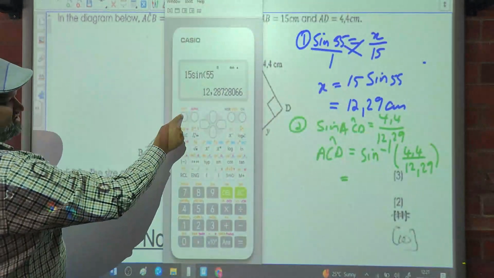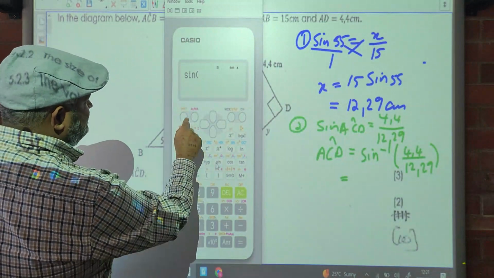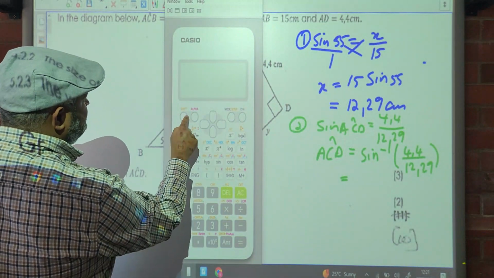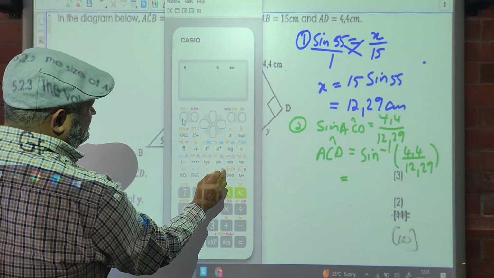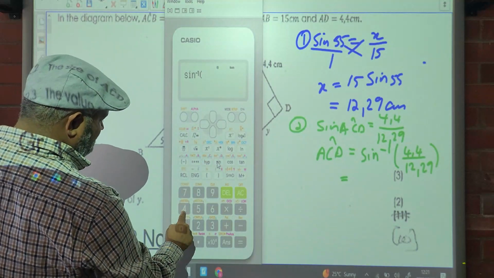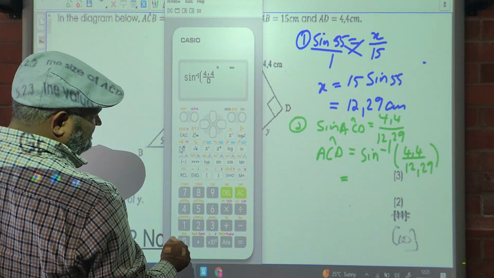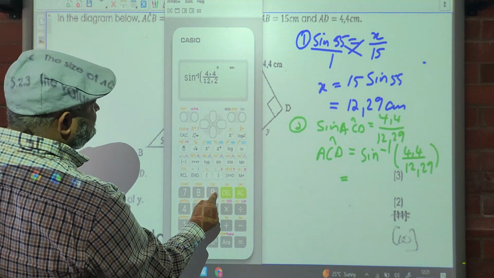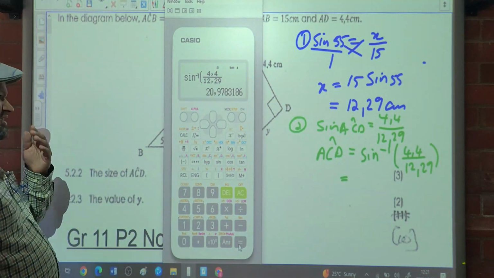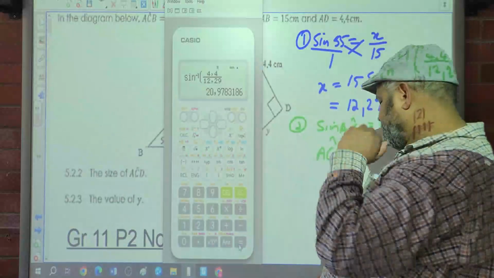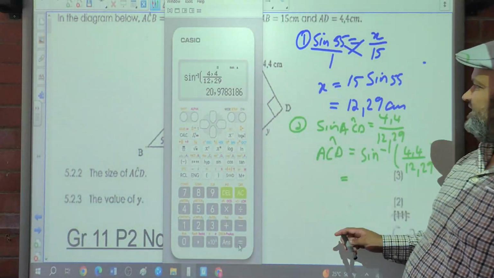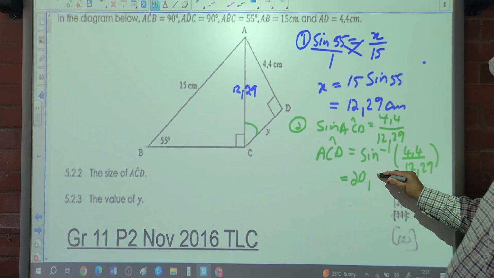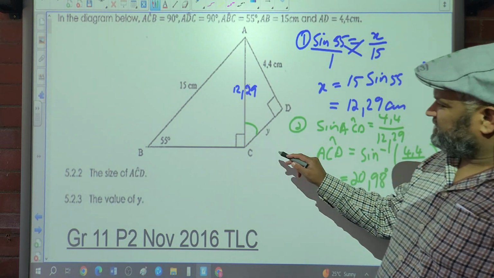So let's go, we go shift sine. Arc sine of 4.4 over 12.29. 20.98. You all agree with that?